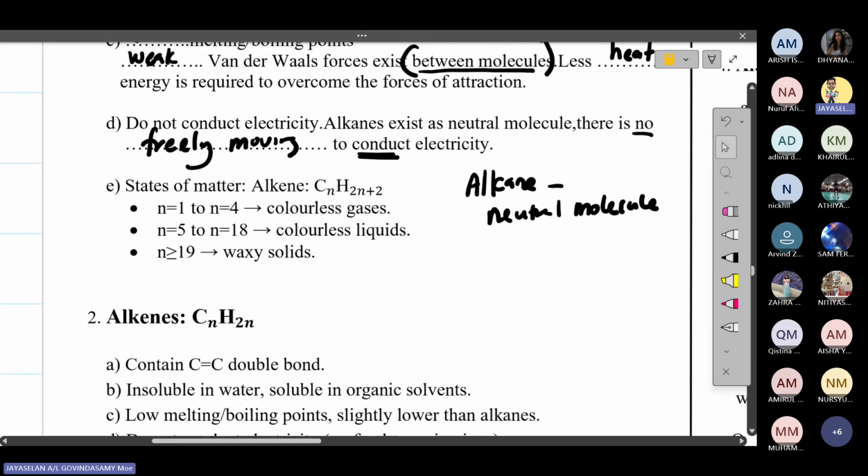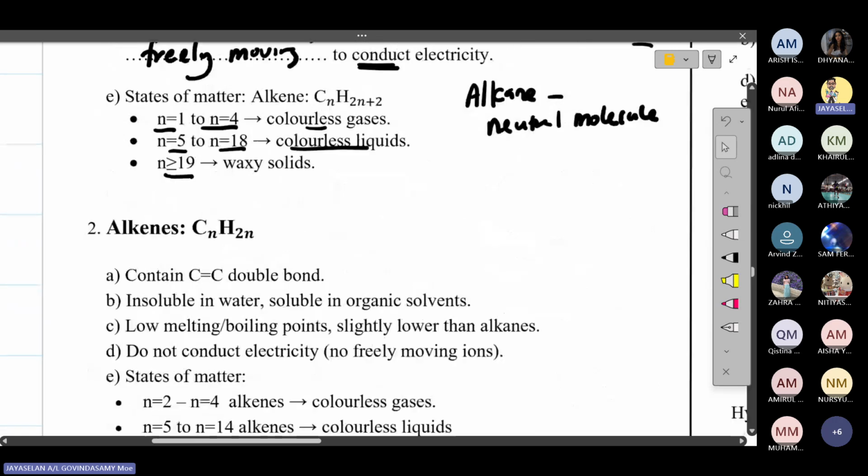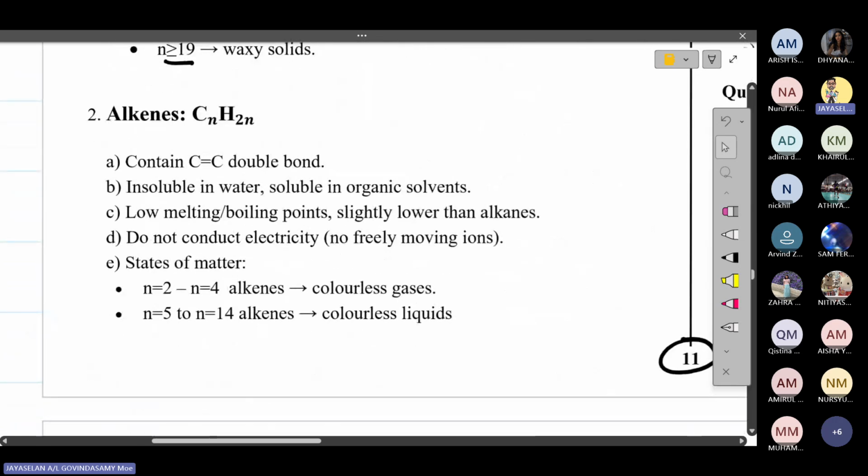Okay, wrong. Okay, alkane N1 until N4, colorless gas, N5 to 18, colorless liquid, and 19 onward, waxy solid. Okay, kita dah buat benda ni. Okay, now we go for alkene. Alkene, I already do. You just study only.